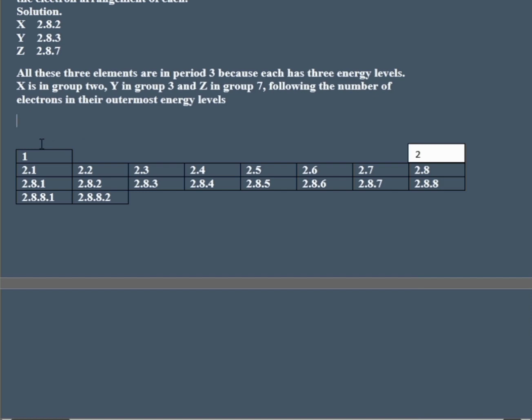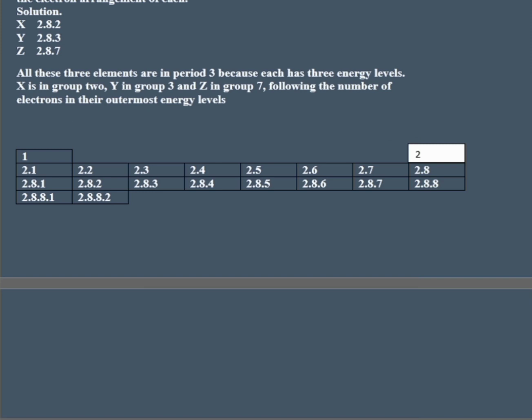Now, those elements in group 1 have 1 electron in the outermost energy level. Those in group 2 have 2 electrons in the outermost energy level. Those in group 3 have 3, those in group 4 have 4, those in group 5 have 5, those in group 6 have 6, and those in group 7 have 7 electrons in the outermost energy level.